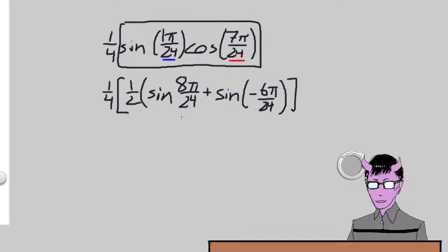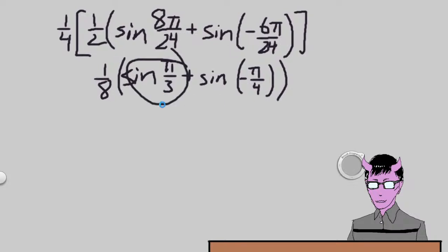This one simplifies into pi over 3. That's nice. And then this one simplifies into what? Pi over 4. Don't forget the negative. Might as well work with that. So 1/4 times half is going to give us 1/8. But there's a plus here, so make sure you keep the parentheticals.